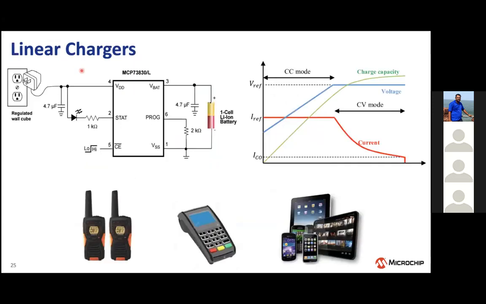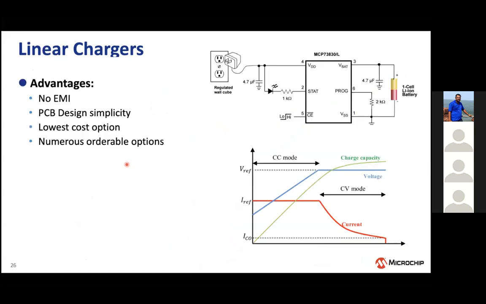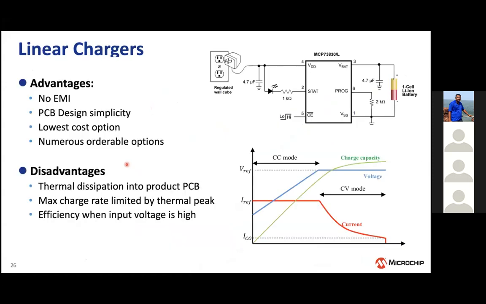Now, what does Microchip have in this space? We do have special linear chargers that take care of the battery charging profiles. And it is so simple to design. Of course, it's a linear charger. What it needs is maximum a few passives and just an input voltage so that the battery charger is getting the power. We do have a certain family of devices. Let's understand its advantages and disadvantages.